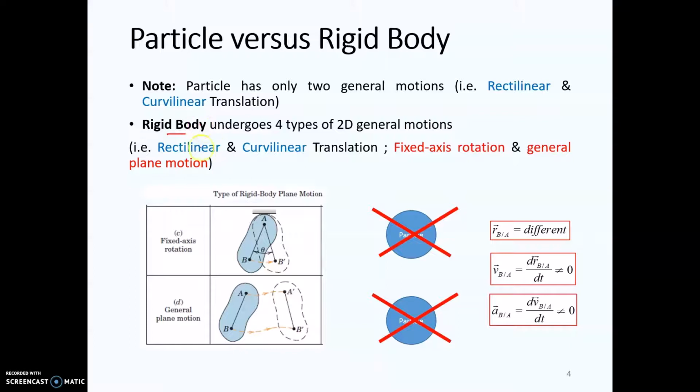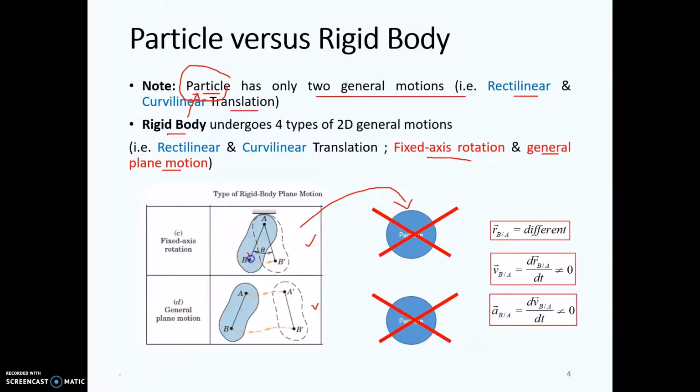Bear in mind that if a rigid body undergoes rectilinear and curvilinear translation, then we can simplify it to be a particle. You should know that a particle can only have these two motions. If the rigid body undergoes fixed axis rotation, like this case, as well as general plane motion, in this case, we can no longer simplify the rigid body into a particle.